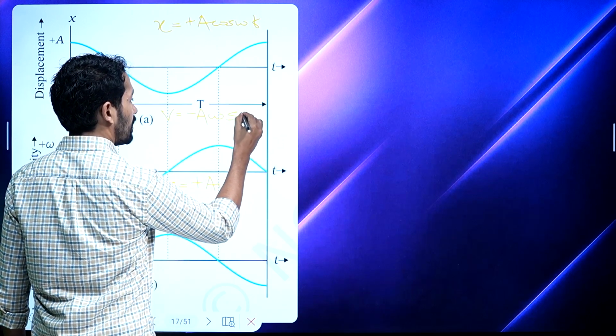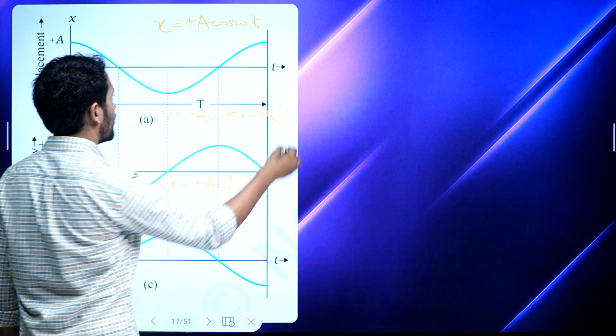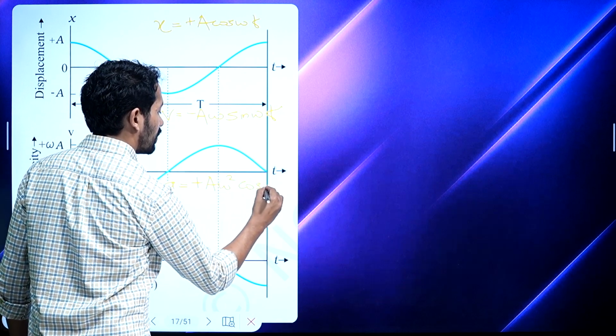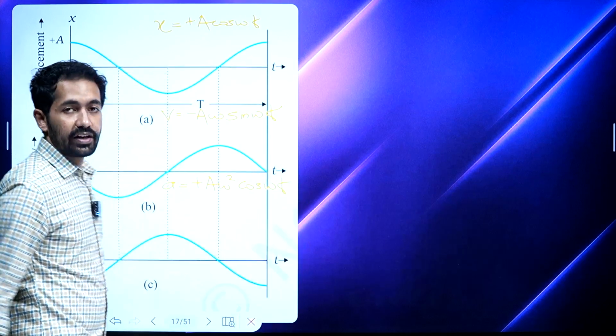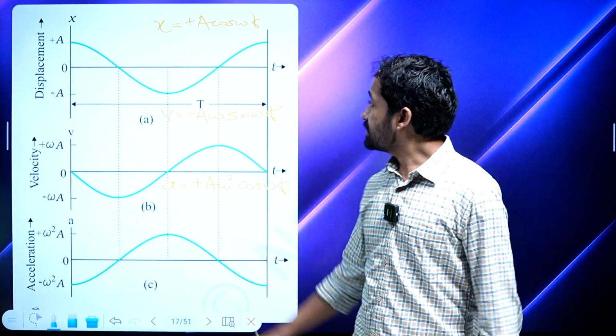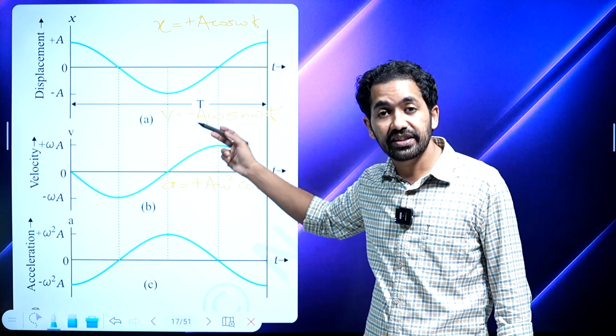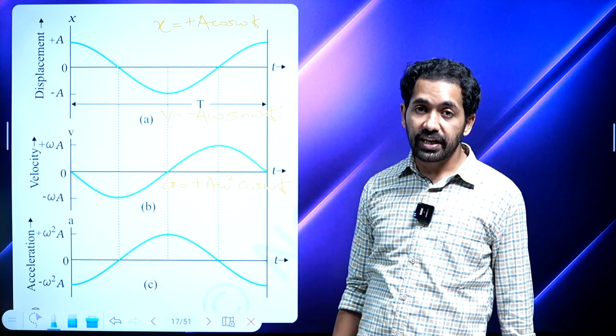Minus a omega sine omega t. And the last one will be again plus a omega square cos omega t. On seeing these equations itself, you will understand that the first one is a cosine equation, the second one is a sine equation, and the third one is a minus cosine equation.